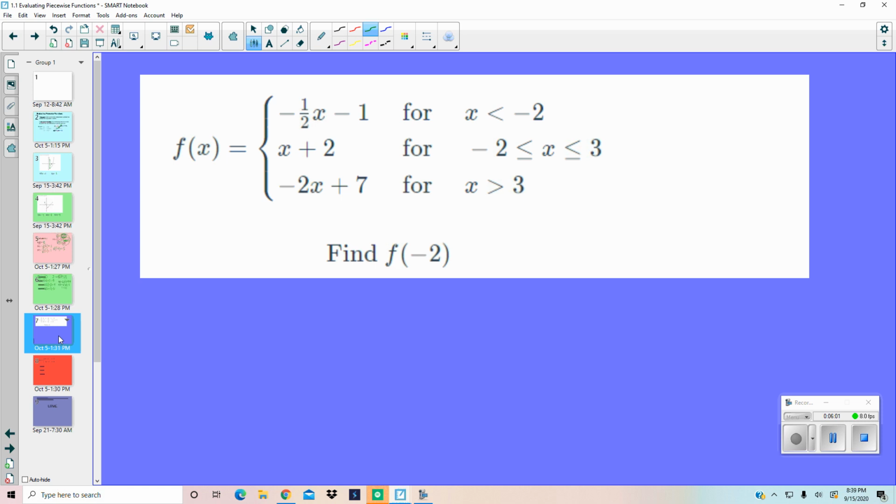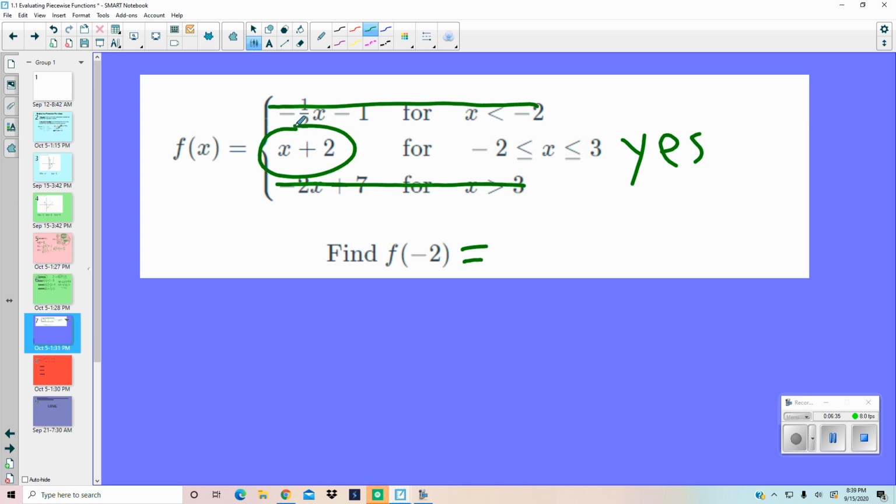Find f of negative 2. You need to look at each inequality, the top, the middle, and the bottom, and figure out where does negative 2 fit in. Is negative 2 less than negative 2? No, so it doesn't fit in the top, so I'm crossing off the top. Does negative 2 fit into x being greater than or equal to negative 2 and less than or equal to 3? Yes, it's the middle branch. Negative 2 is not greater than 3, so it doesn't fit in there. So you find what it fits in, and then you plug it in.